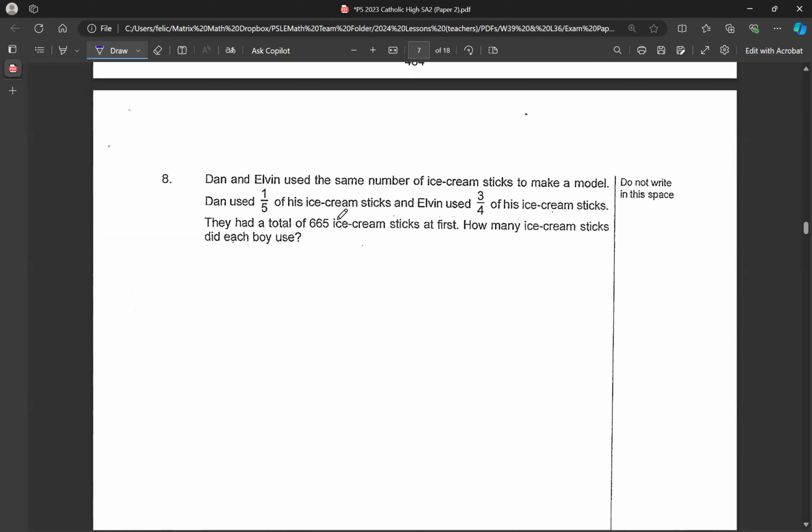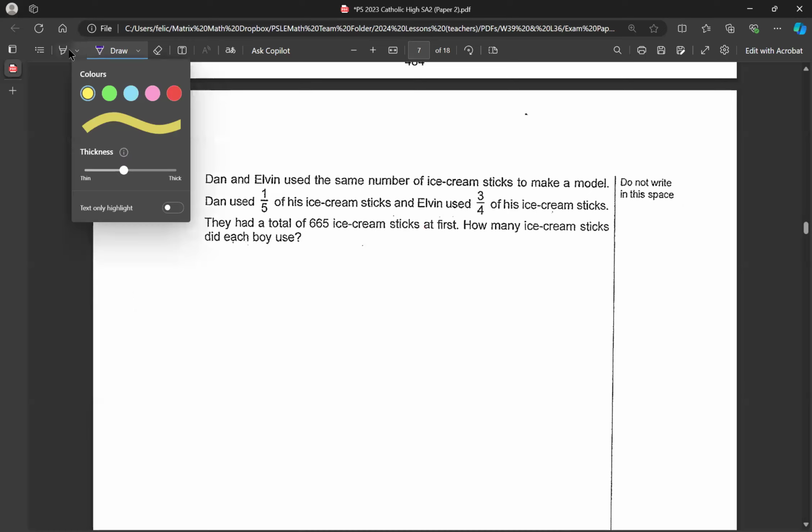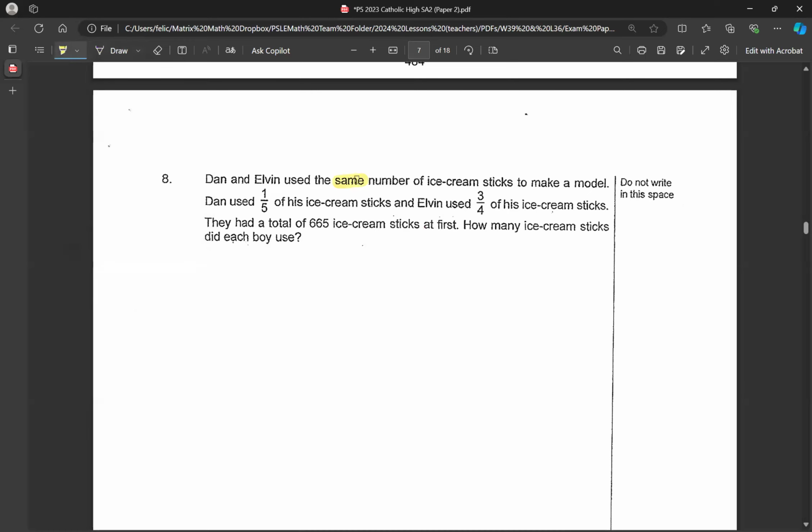Now be very careful. You should not be making the denominators the same. Because the denominator 5 here represents Dan's total sticks, and 4 here represents Alvin's total sticks. We are not sure whether their total sticks are really the same total. So do not do that. What we only know is the same is the used, as stated here. The same number of sticks is what they use.